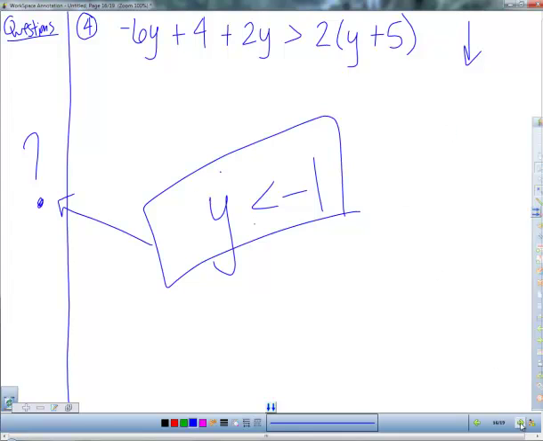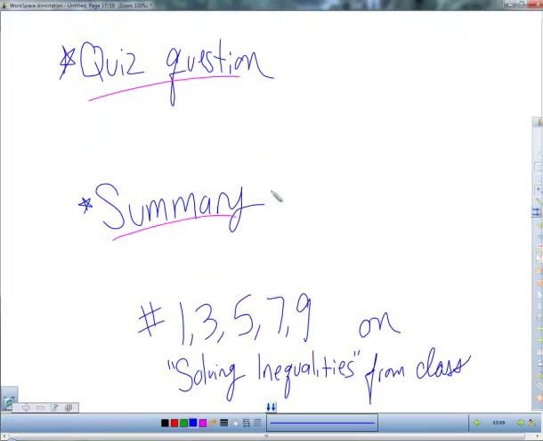Don't forget, you need a quiz question and a summary, and do numbers 1, 3, 5, 7, 9 on the Solving Inequalities page that you got in class today.